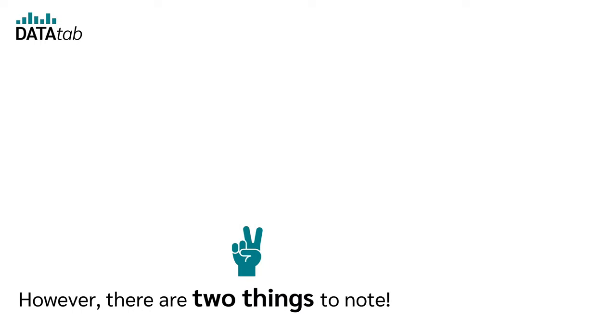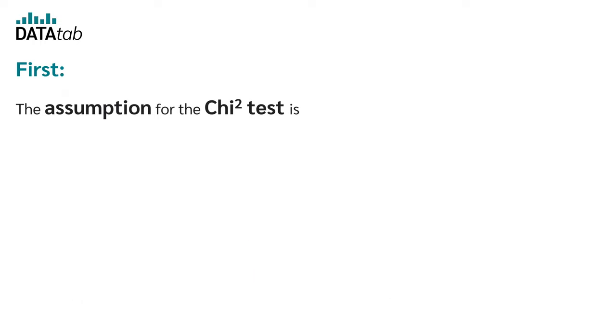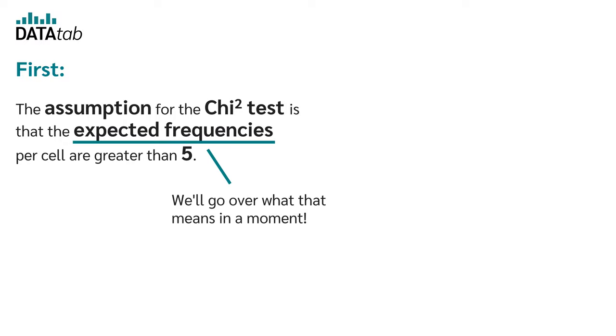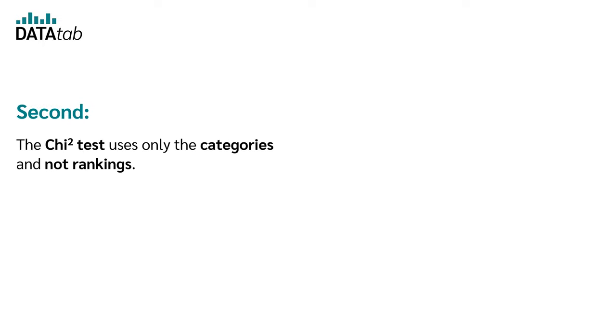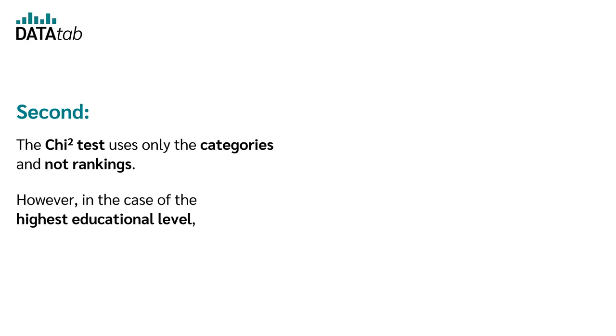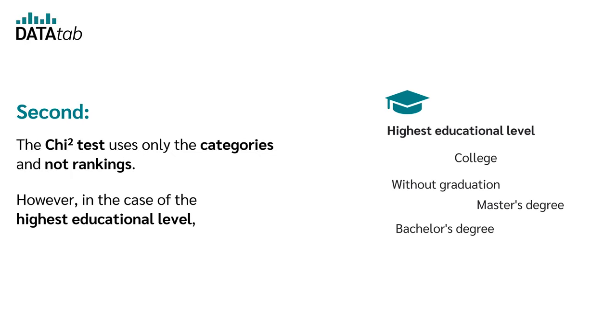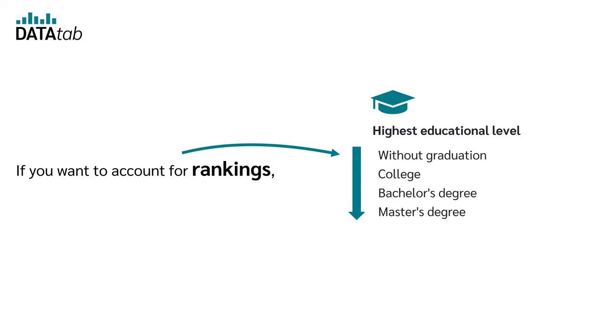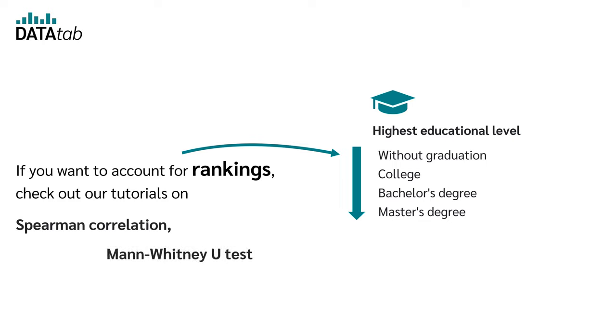However, there are two things to note. First, the assumption for the chi-square test is that the expected frequencies per cell are greater than 5. We'll go over what that means in a moment. Second, the chi-square test uses only the categories and not the rankings. However, in the case of the highest educational level, there's a ranking of categories. If you want to account for rankings, check out our tutorials on Spearman correlation, Mann-Whitney U-test or Kruskal-Wallis test.